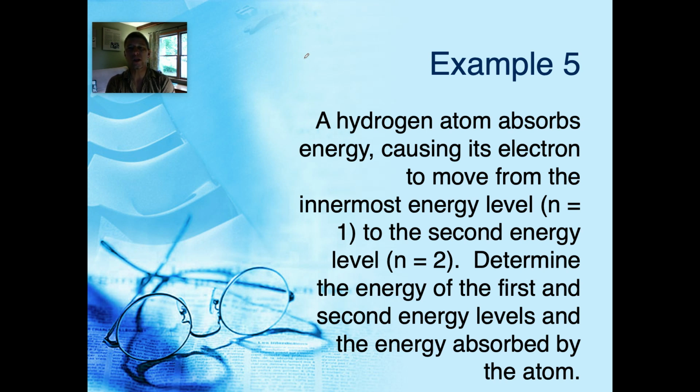So example 5 says a hydrogen atom absorbs energy, causing its electron to move from the innermost energy level, which hopefully you remember from chemistry is n equals 1, where n is the orbital or the shell, the energy level, to the second energy level, or n equals 2. And you are given this task: determine the energy of the first and second energy levels and the energy absorbed by the atom.